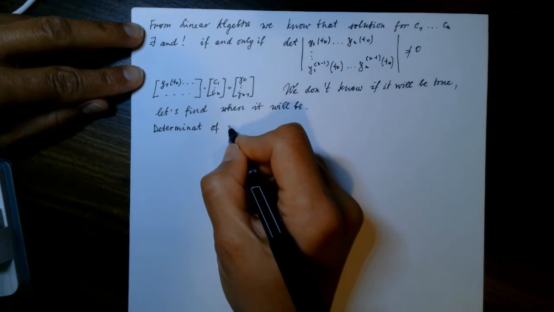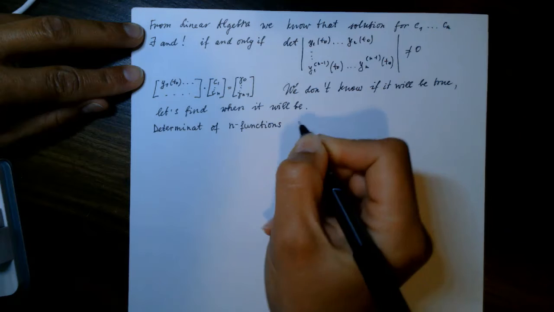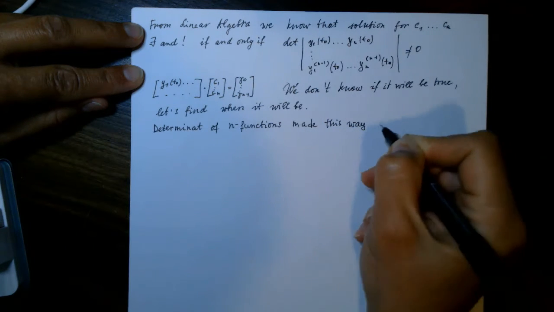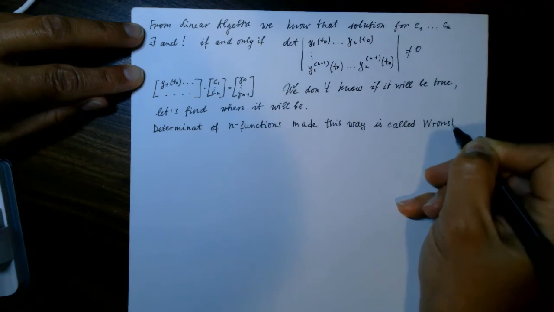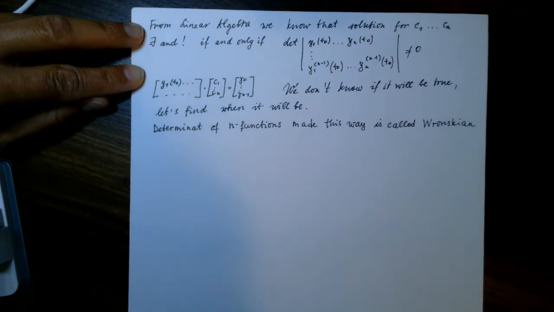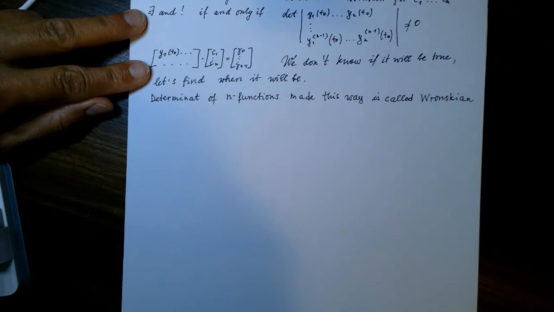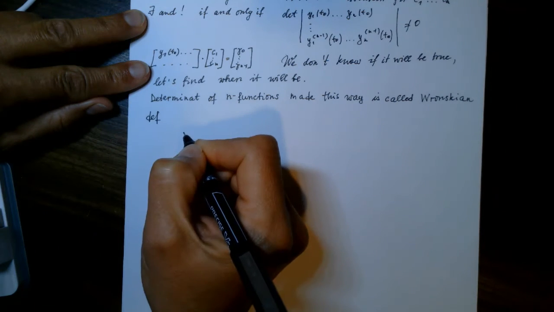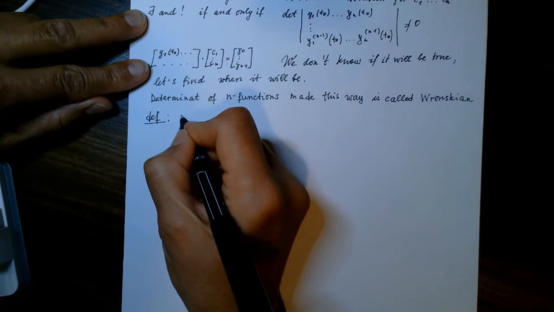Wronskians are determined not only for solutions of differential equations, they are determined for any set of n functions. So you write down the functions as the first row, then derivatives, then second derivatives, until you reach derivative n minus 1. You're supposed to have n rows and n columns in your matrix.